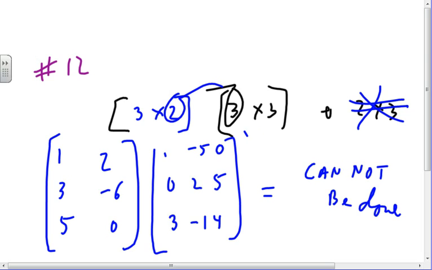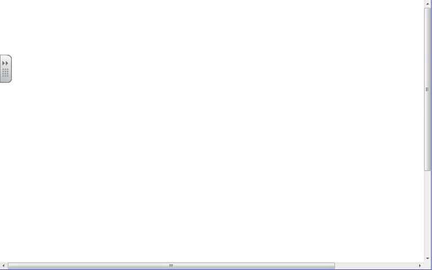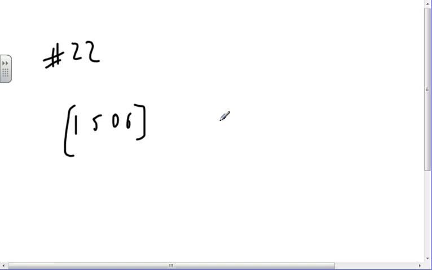We've moved down to number 22. Not to speed up or anything, but number 22. 1, 5, 0, 6. Notice there's no commas in the matrix. A matrix has no commas. It only has positions.